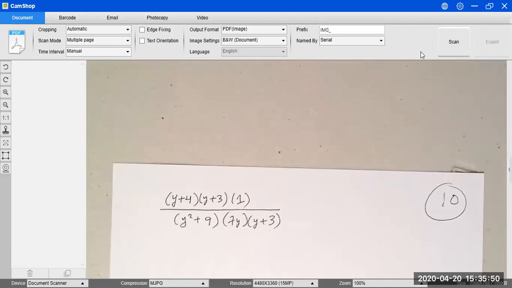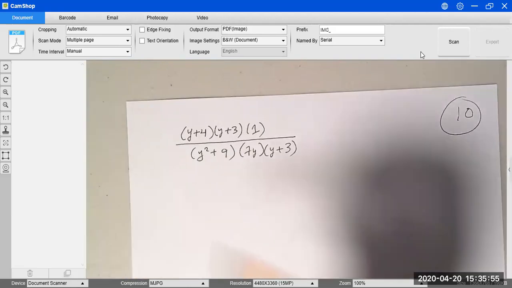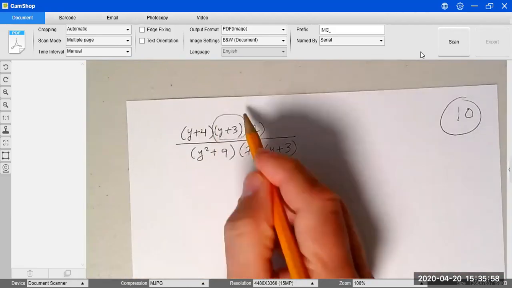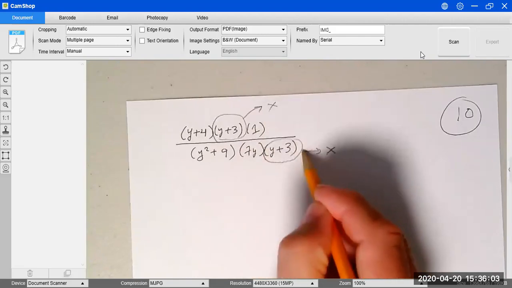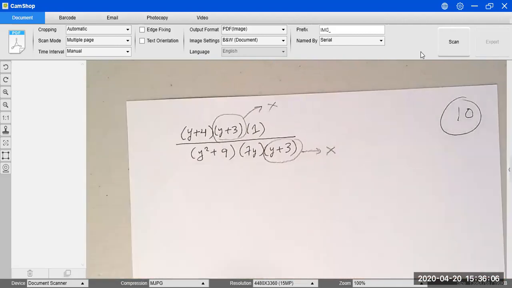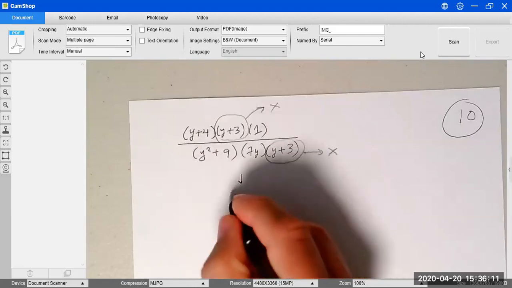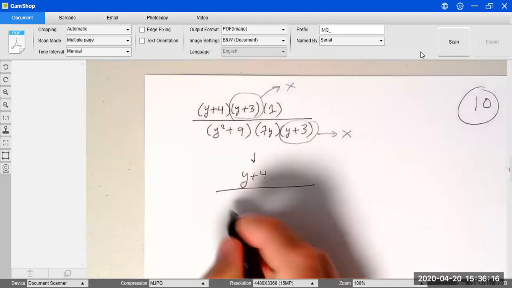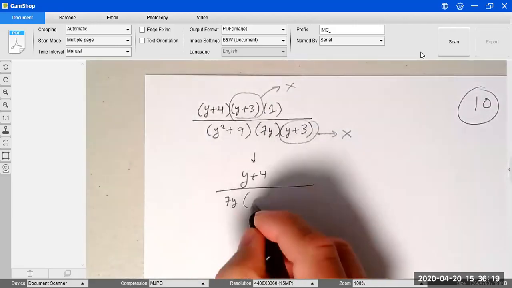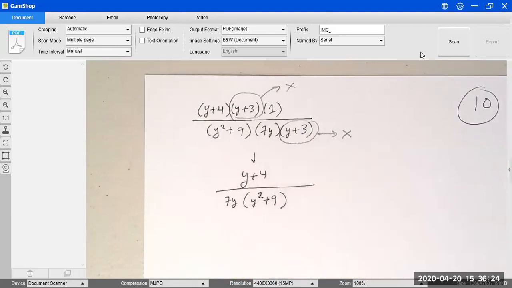So that's what I have. Now I'm just going to look for common factors that can be cancelled. So you have y plus 3 here. That goes away as long as you remove this one too. And it seems that that's all you can do. So you're gonna get just y plus 4 in the numerator. You're gonna get 7y that multiplies y squared plus 9. So that is gonna be the answer.